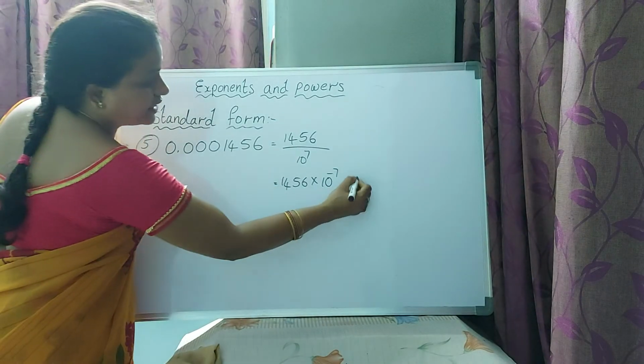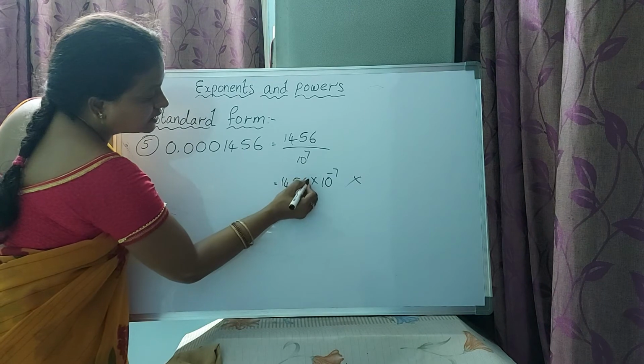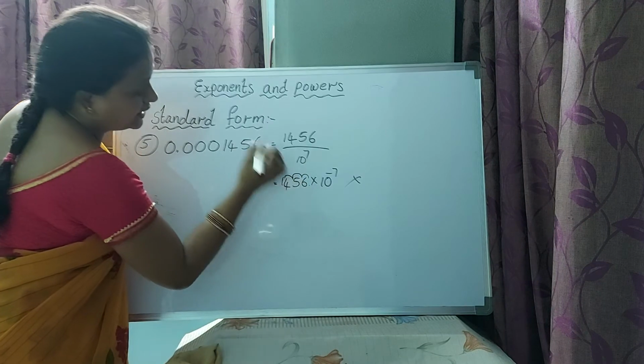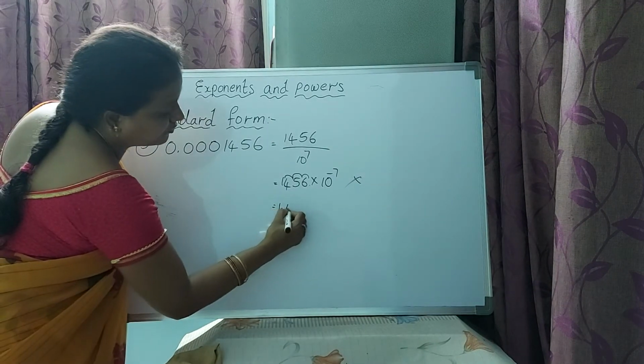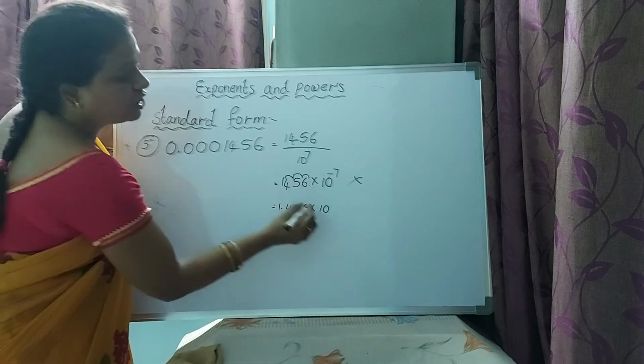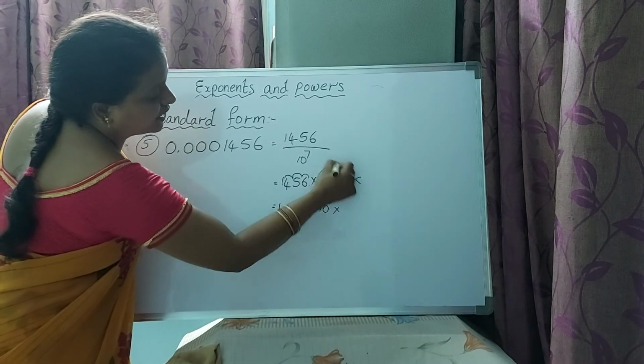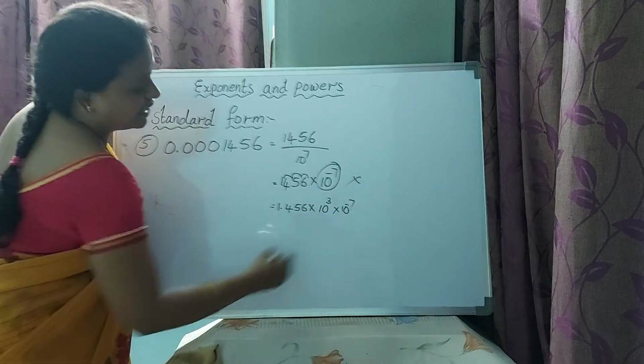So this is not a standard form. Still, this point should move 3 jumps. 1, 2, 3 jumps it should jump. 1.456 into how many jumps it jumped? So 3 jumps, into already 10 to the power of minus 7 is there. 10 to the power of minus 7.